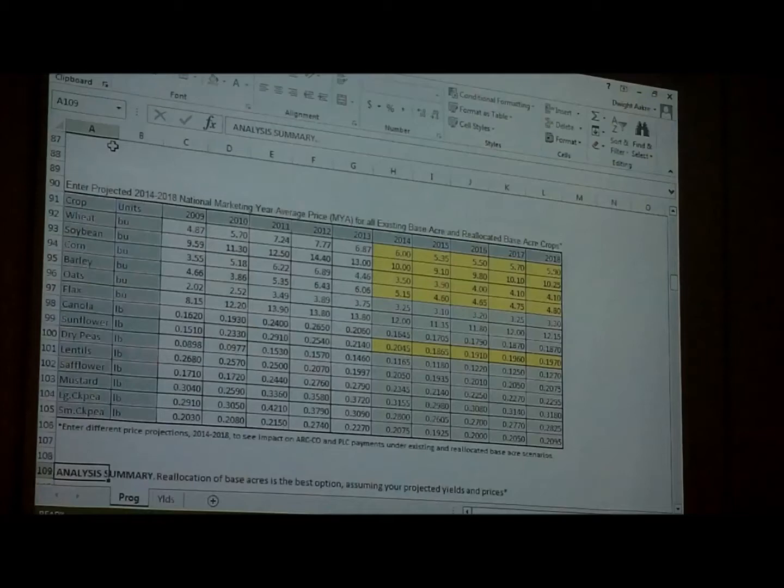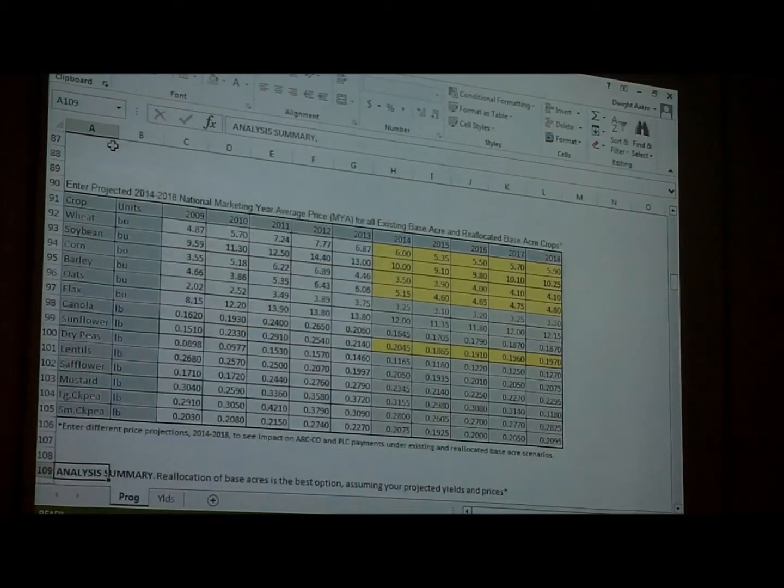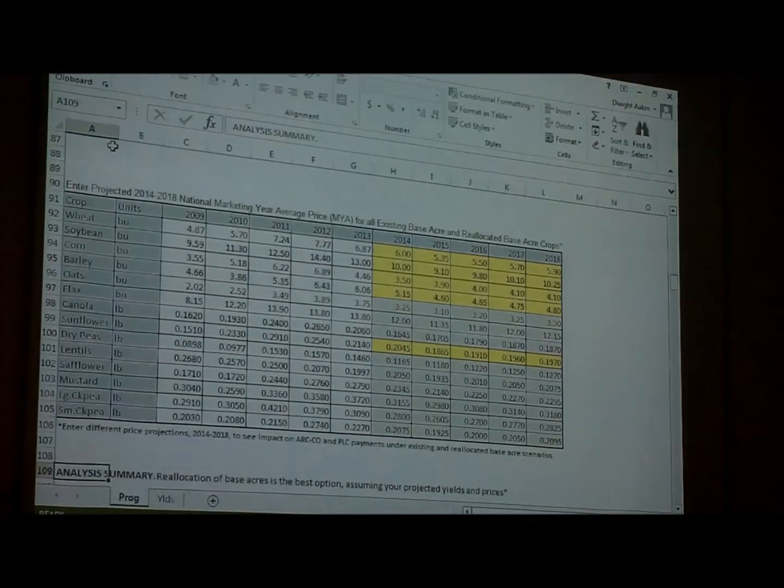Where did they come from? The 2014 prices are the latest projection from USDA, came out last week. They're projecting that the wheat price for 2014 crop is going to average about $6.10 for soybeans, $3.50 for corn, $5.15 for barley, and so on down.